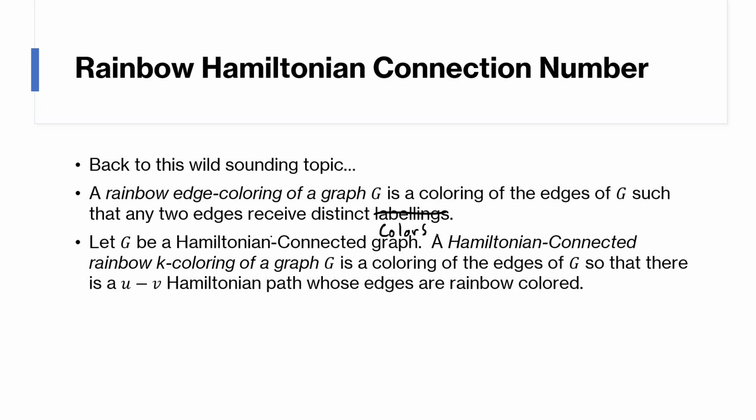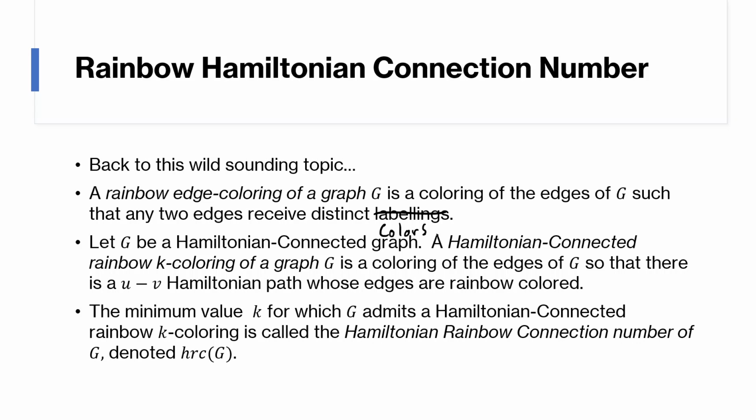So take a Hamiltonian connected graph, right? Any two vertices, there's a Hamiltonian path between them. A Hamiltonian connected rainbow k-coloring of a graph is a coloring of the edges of G so that there is a u-v Hamiltonian path whose edges are rainbow colored. And so you use k colors to color the edges of the graph, and between any two vertices you can find a rainbow Hamiltonian path. Of course, you might need a lot of colors in order to guarantee this.